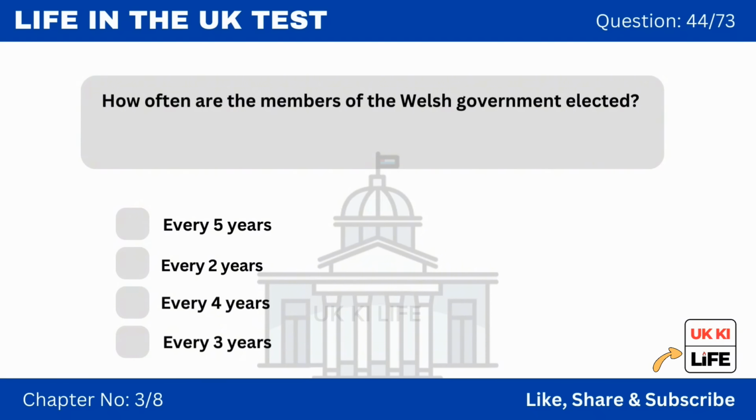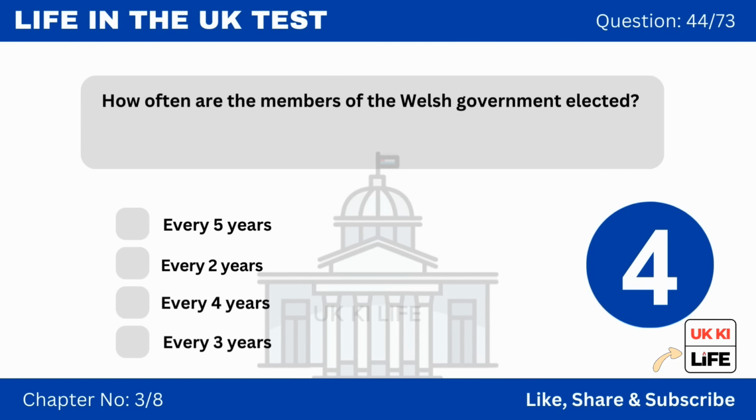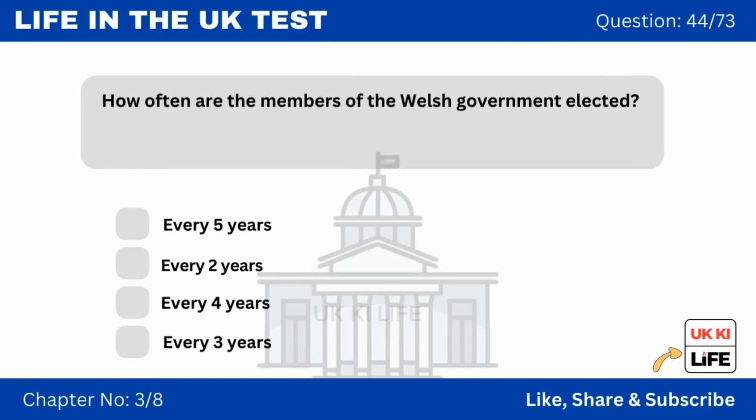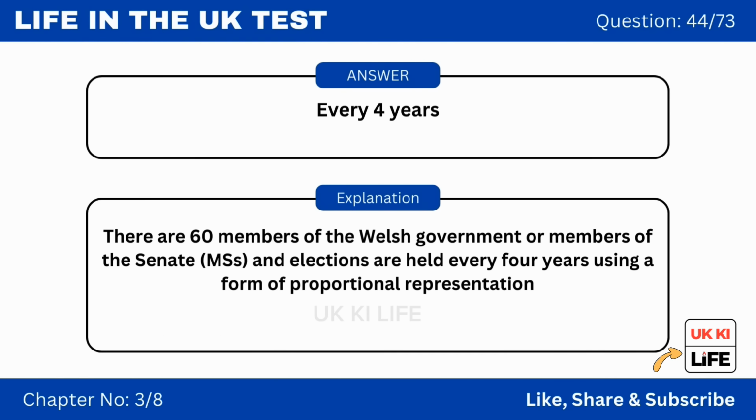Question 44. How often are the members of the Welsh Government elected? Every 5 years. Every 2 years. Every 4 years. Every 3 years. The correct option is C. Explanation. There are 60 members of the Welsh Government or members of the Senedd, MSs, and elections are held every 4 years using a form of proportional representation.